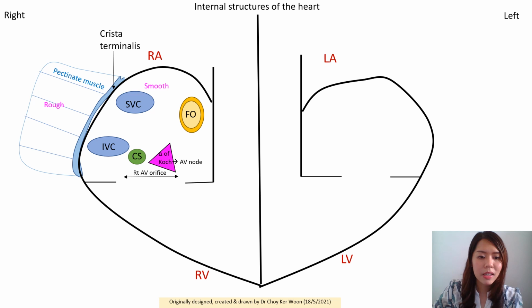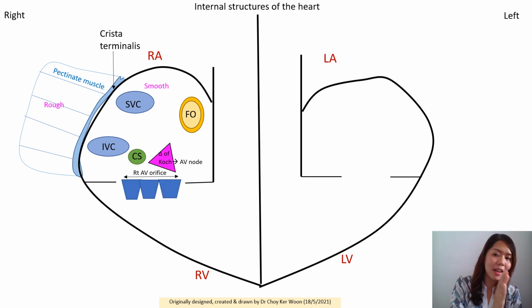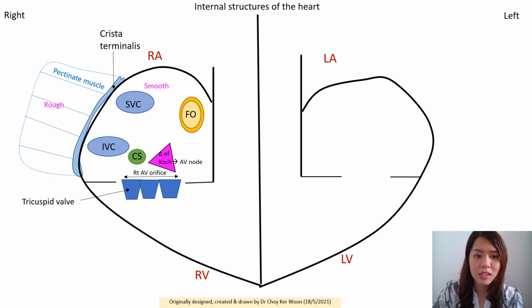Now you can see here this is the right atrioventricular orifice. This orifice is guarded by a valve. Because this is at the right side, the valve that guards the right atrioventricular orifice is called the tricuspid valve. So now we are done with the right atrium. Now let us move on to the right ventricle.